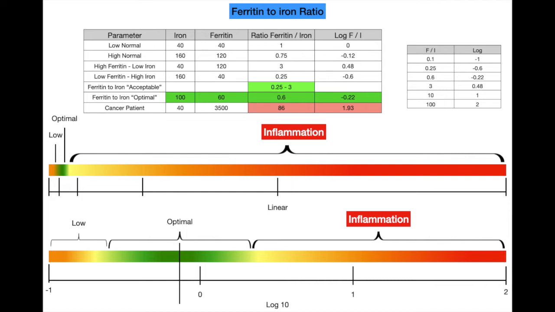From a log perspective, you want your ratio to be at minus 0.22, whereas the cancer patient, rather than being 86, is 1.93. When you convert it to logs, it's much easier to manage the data. That's all I'm pointing out. But you've got to be aware of this, because sometimes the statistics will be expressed in this log linear fashion, and sometimes they show the data as linear. It's another little biostatistician trick that they apply.